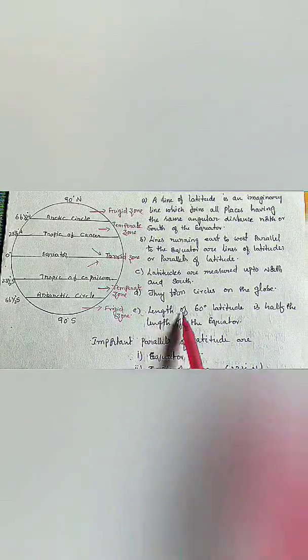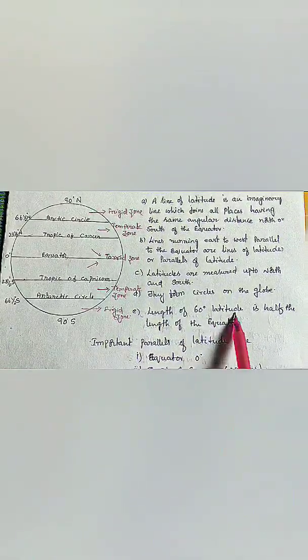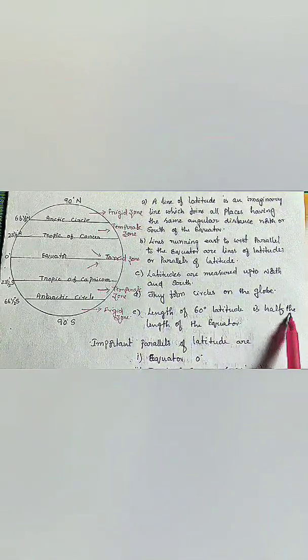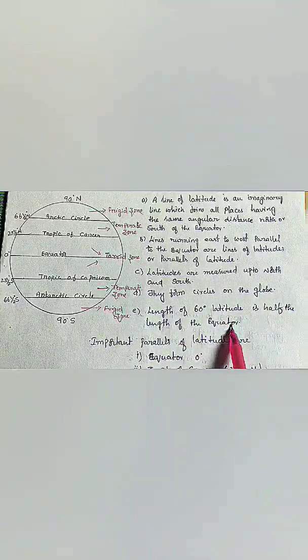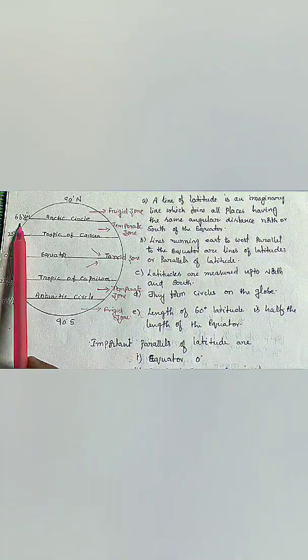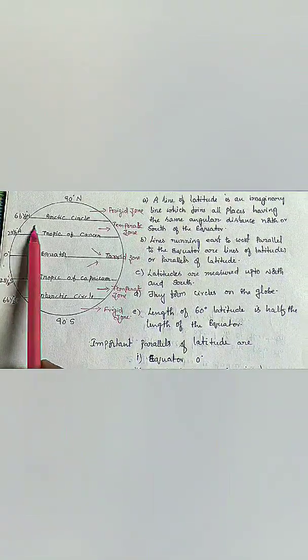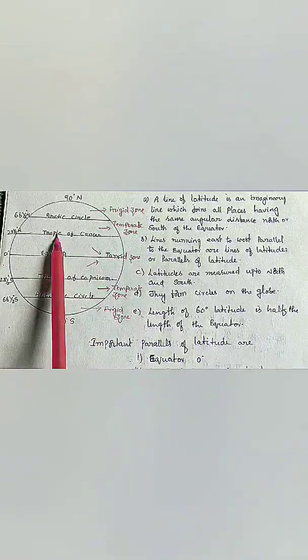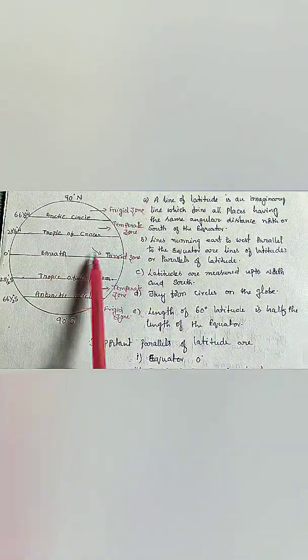Length of 60 degrees latitude is half of the length of the equator. The 60 degree latitude is half of the length of equator.